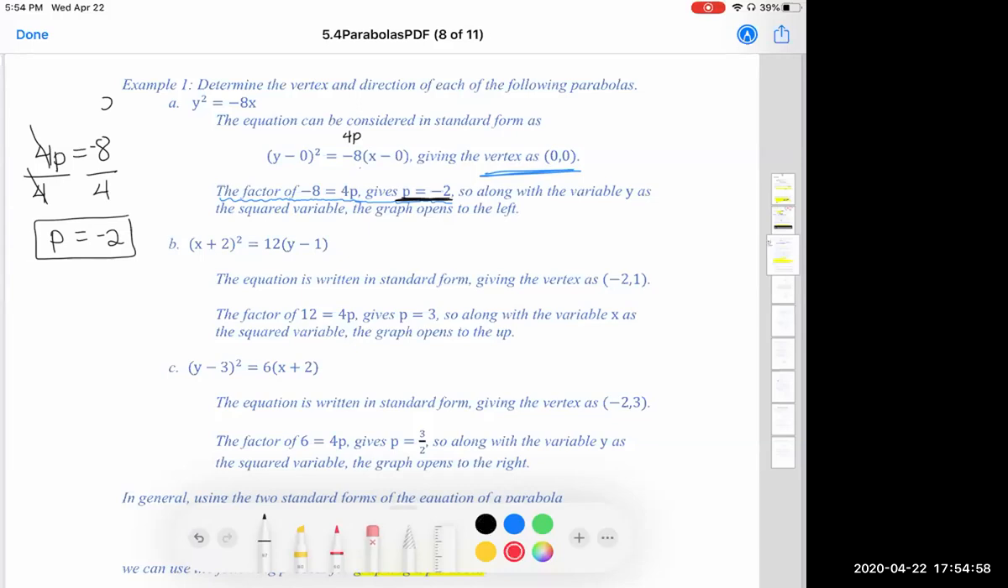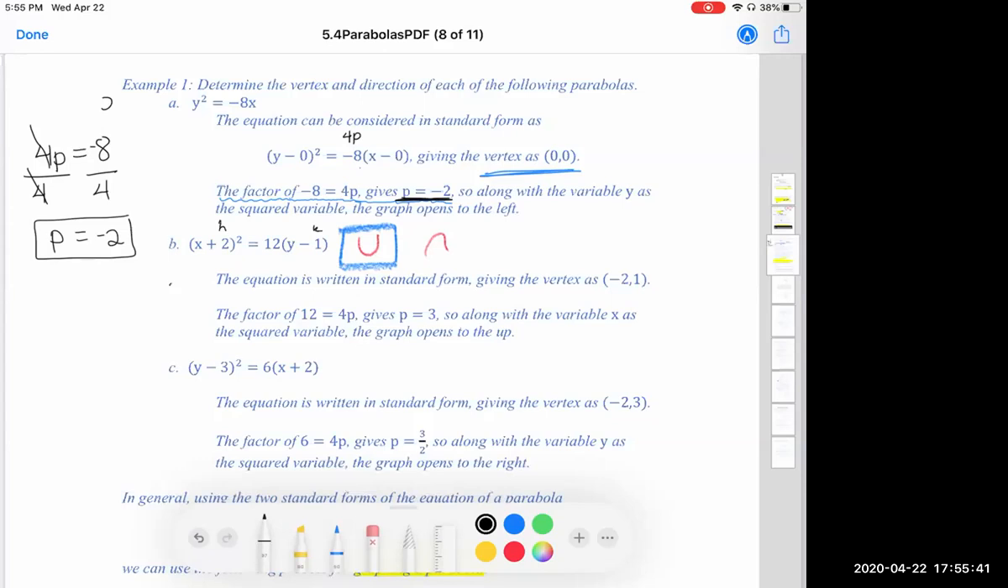So for B, the first thing that catches our eye is, where is our square? Our square is with the x. So I know it has to open up or down. Which one do we choose? You see that 4p? Is it negative? No, right? So because it's positive, we're going to choose the one that opens up, not down. All right, moving forward. The equation is written in standard form, giving the vertex as negative 2, 1. Remember, that's h, k, and we change the signs, negative 2 and positive 1.